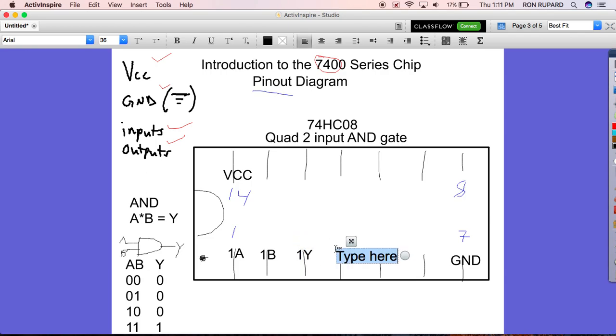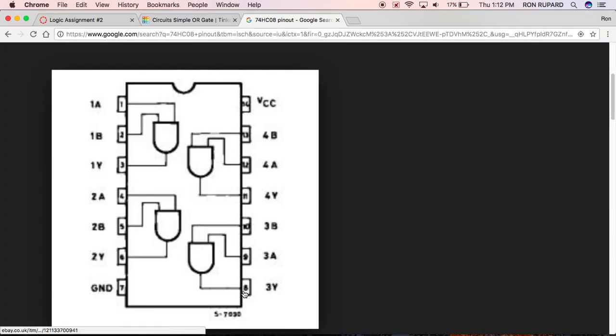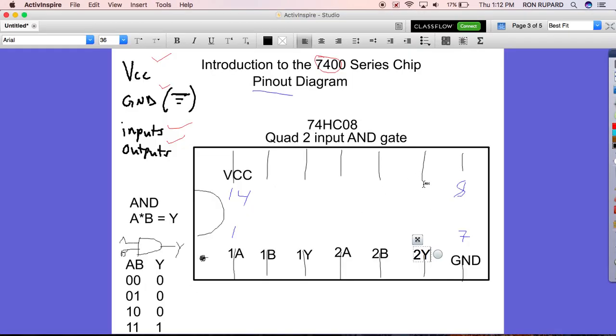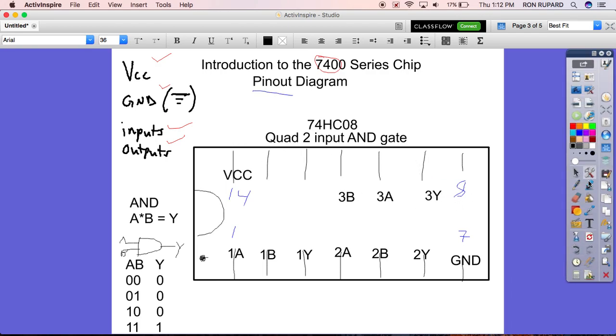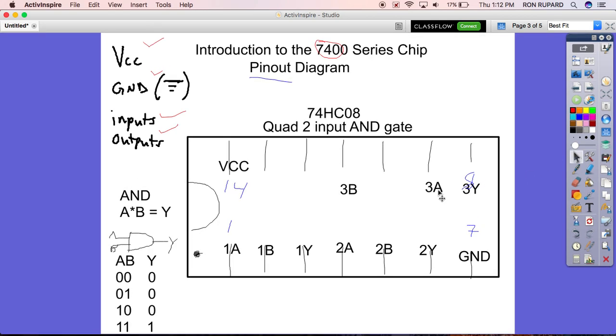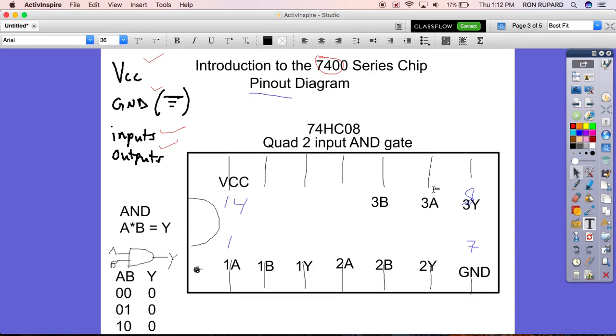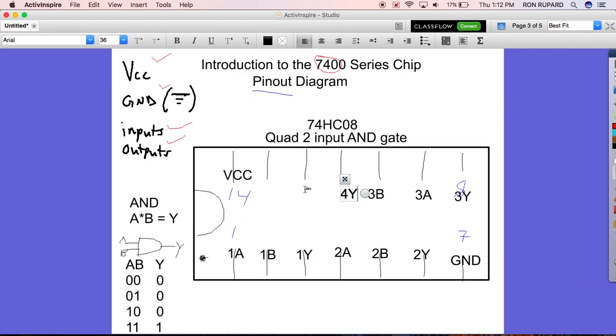And we repeat this. 2A, 2B, 2Y. Now notice on this, when we go around this way, then it goes YAB. So you got to make sure you write that down. So this one's 3Y, this one's 3A, and this one's 3B. Oops, we got to shift them over. 3Y, 3A, 3B, and then we finish it up with 4Y, 4A, 4B.